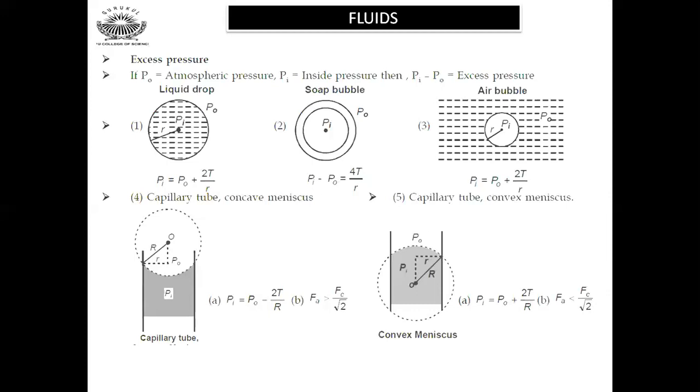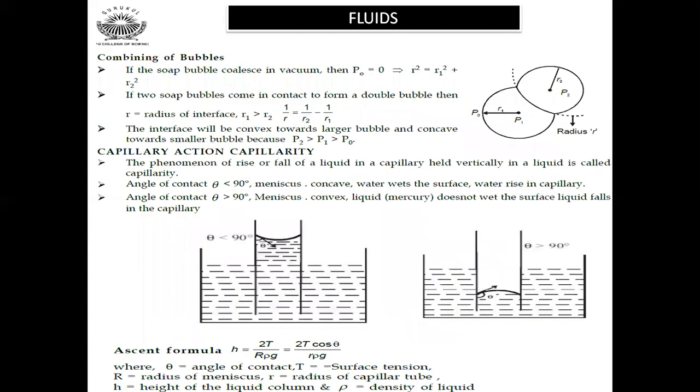Similarly, for a convex meniscus, you will have Pi minus Pi equals P naught plus 2T by R. So Fa is less than Fc by root 2. Now, combining of bubbles: when two or more bubbles coalesce in vacuum, then P naught will be 0. So R square will be equal to R1 square plus R2 square.